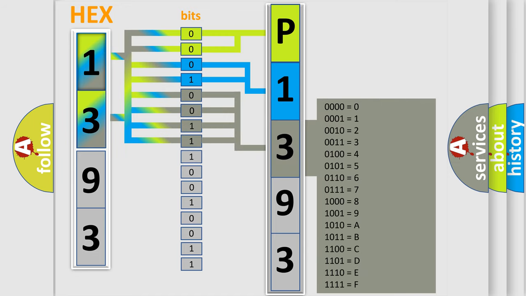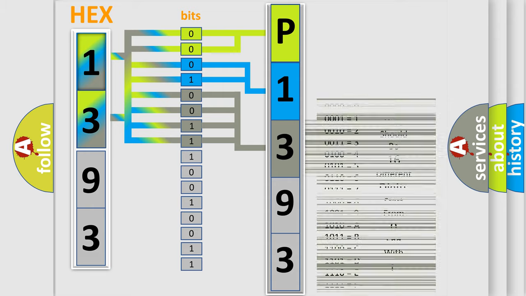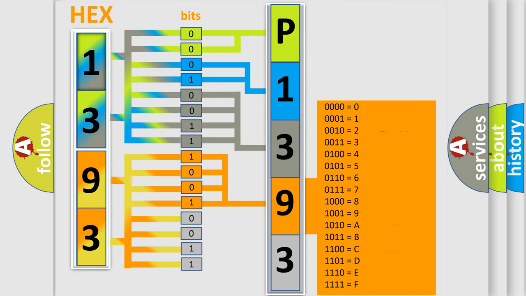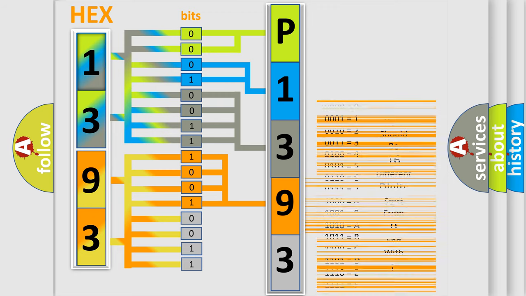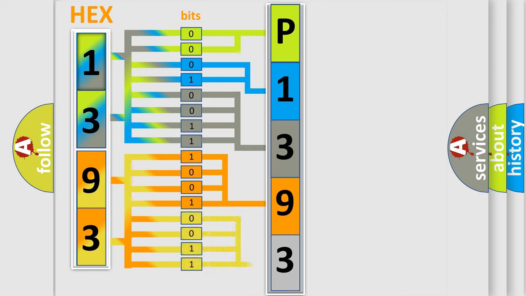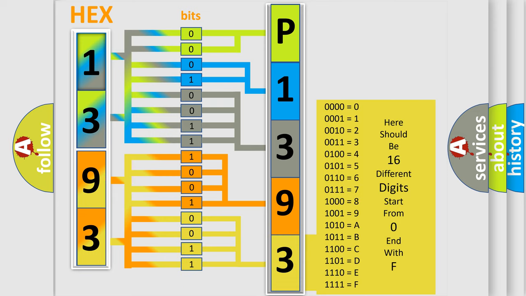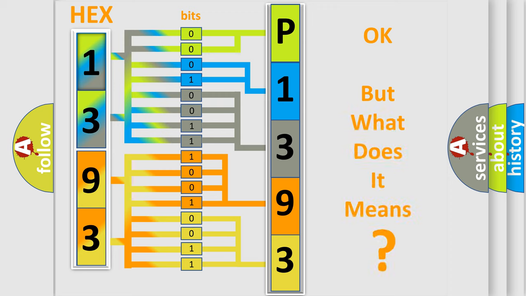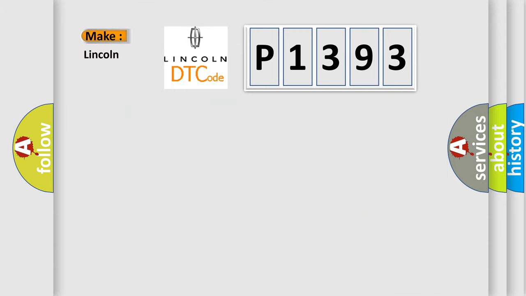The second byte is composed of a combination of 8 bits. The first 4 bits determine the fourth character of the code, and the combination of the last 4 bits defines the fifth character. A single byte conceals 256 possible combinations. We now know in what way the diagnostic tool translates the received information into a more comprehensible format. The number itself does not make sense to us if we cannot assign information about what it actually expresses. So, what does the Diagnostic Trouble Code P1393 interpret specifically for Lincoln car manufacturers?